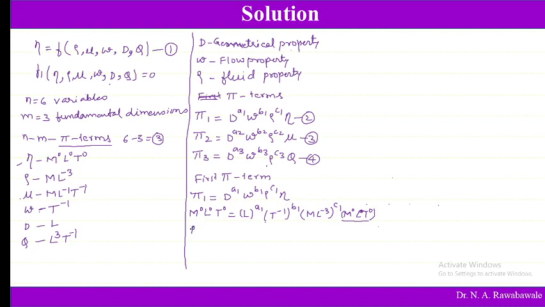So taking powers of m, on the left hand side the power of m is 0, and on the right hand side the power of m is c1. Here m to the power of 0 need not be written, so c1 is equal to 0. Directly we get m to the power of 0, l to the power of a, t to the power of minus b, m to the power of c1, so c1 is 0.